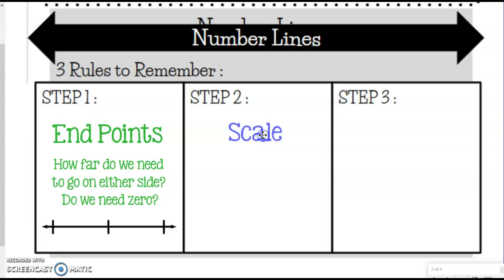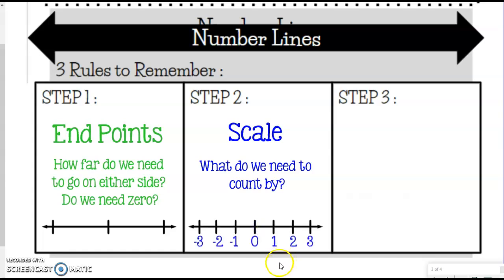Step 2 is your scale. Okay, we need to know what are we counting by. So what do we need to count by? Because we don't always have to count by 1s. Sometimes 2s or 3s or 5s or 10s is helpful. Or sometimes going smaller, counting by halves or fourths could be helpful. It just depends on your numbers.